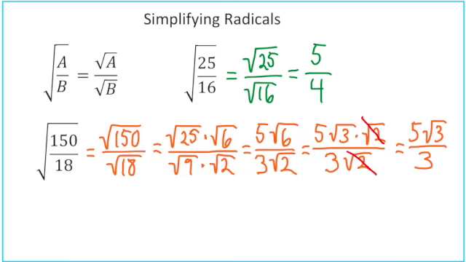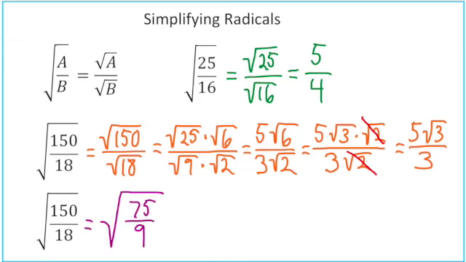Now it turns out there's a much quicker way to solve this same exact problem. And that is, what if we reduce the fraction as our first step? So 150 and 18 can both be divided by 2, which would give us radical 75/9. Now we go ahead and separate this, radical 75 over radical 9.